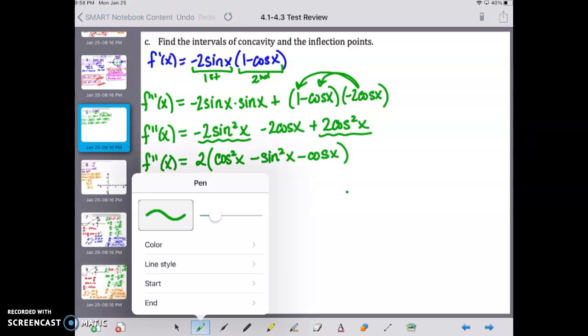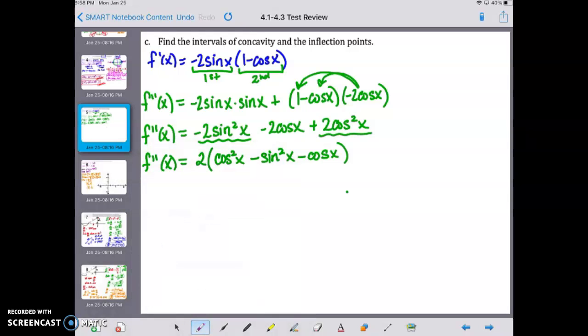And so here's the fancy footwork. These two terms, cosine squared x minus sine squared x, no, they are not a Pythagorean identity because it's minus, not plus. However, this is one of our pre-calculus double angle formulas. And again, I didn't expect you to remember that off the top of your head. This is a challenging problem. So cosine squared x minus sine squared x is actually equal to cosine 2x. So I have 2 times cos 2x, and then I still have the minus cos x, right?